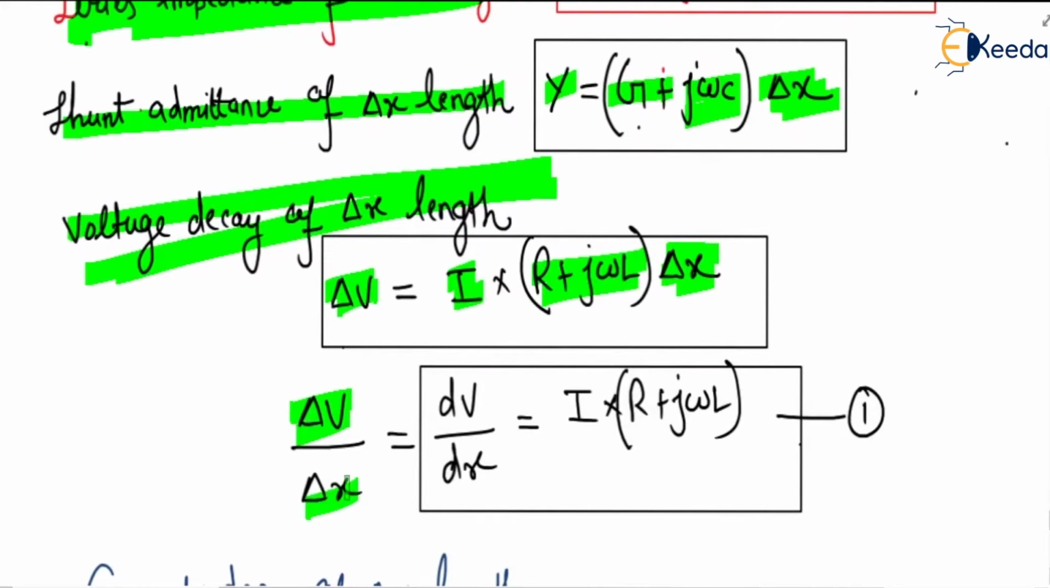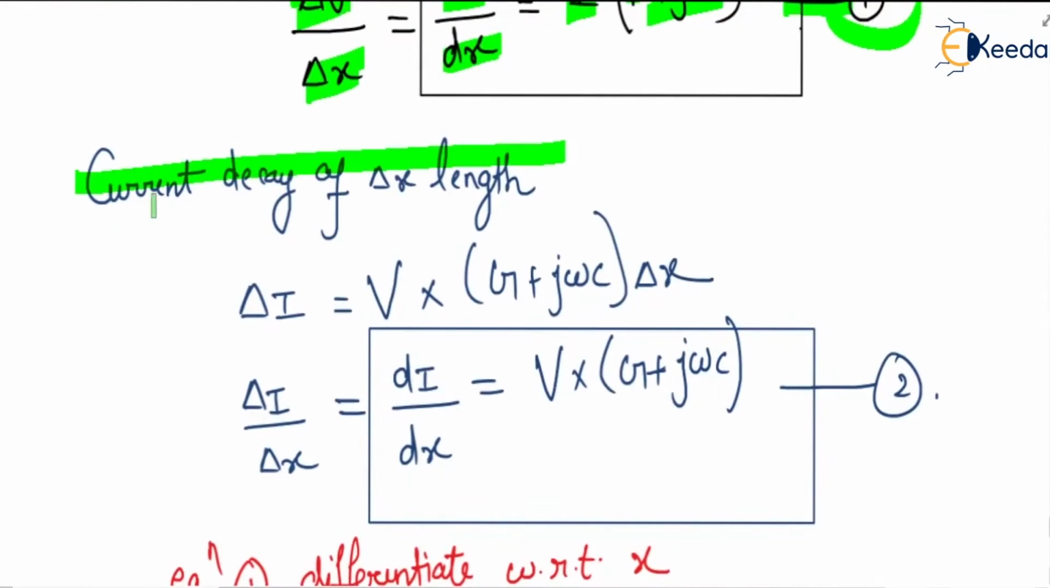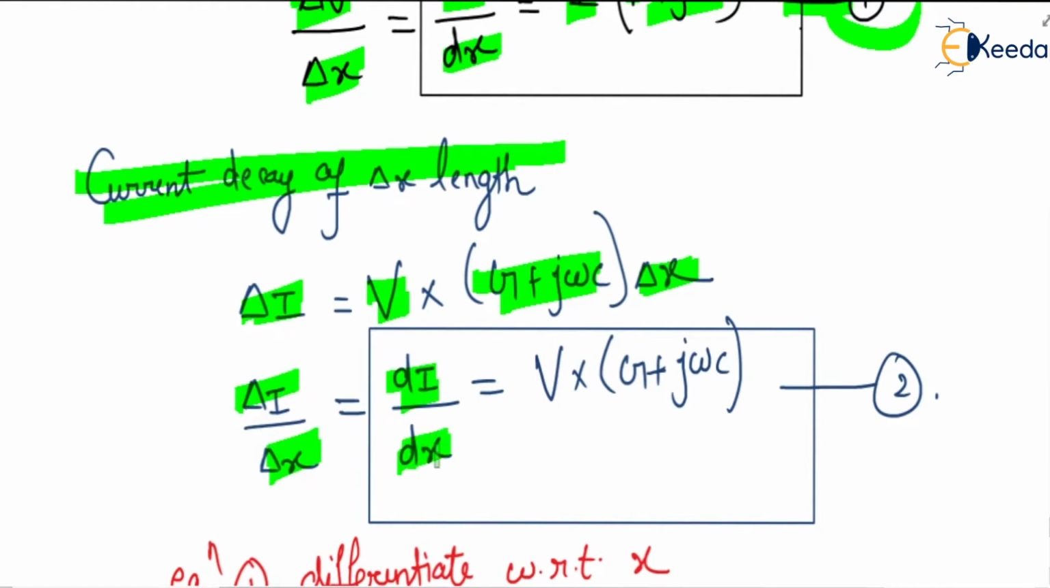So delta V over delta x, which is also written as dV over dx, is equal to I into R plus j omega L. Suppose this is equation number 1. Now the current decay of delta x length, we can write delta I, is equal to V into G plus j omega C into delta x. So delta I by delta x, which is also written as dI by dx, is V into G plus j omega C. This is equation number 2.